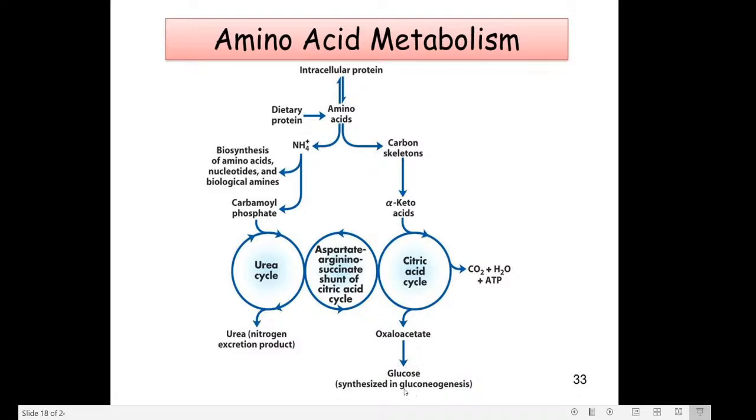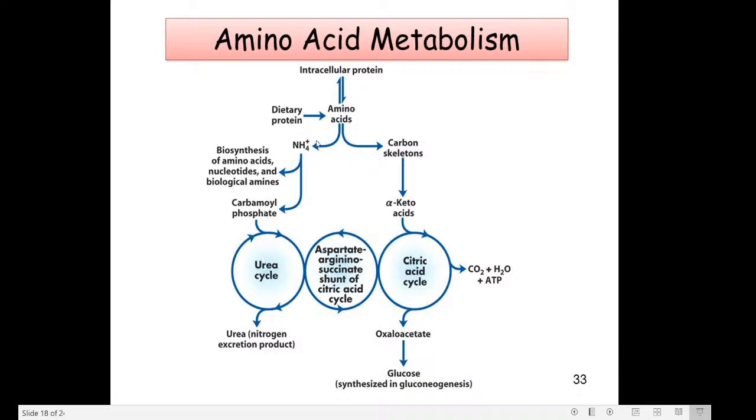That oxaloacetate helps to produce glucose. This synthesis of glucose from oxaloacetate is the gluconeogenesis pathway. It's one type of pathway. It's one way: amino acid, carbon skeleton formation, then alpha keto acids, then citric acid cycle, producing oxaloacetate, then glucose.